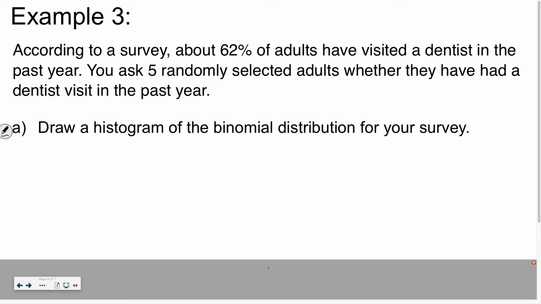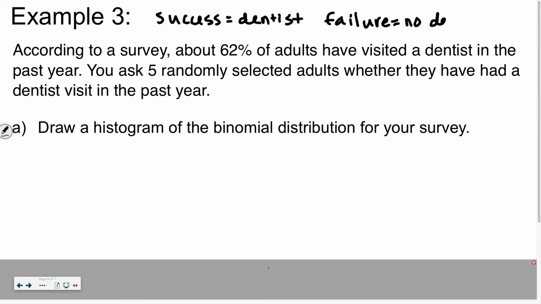So I guess you have to think about what we are investigating. Have you gone to the dentist? So let's call success, I went to the dentist. Failure, I didn't go to the dentist. So we can say success equals dentist visit. Failure equals no dentist visit. Now you don't always have to write those things down, but for purposes of our notes, that might be helpful.